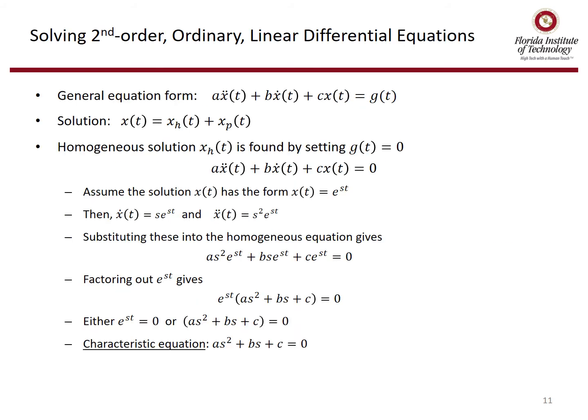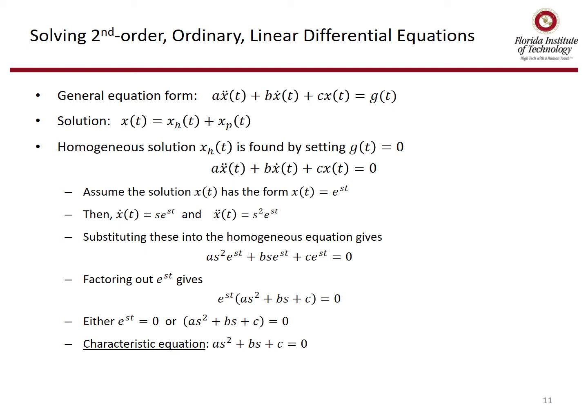We'll now look at solving second-order ordinary linear differential equations of the form a x double dot plus b x dot plus c x equals a forcing function g of t. We know that the solution x of t is the homogeneous solution plus the particular solution. But for now, we're just going to focus on the homogeneous solution x sub h, and we get that by setting the right-hand side g of t equal to 0.